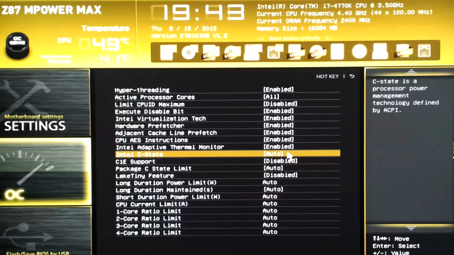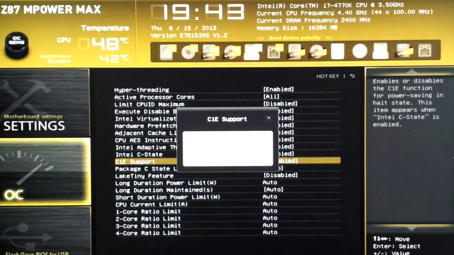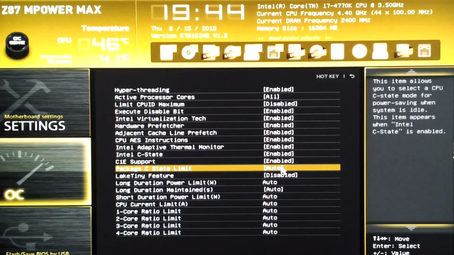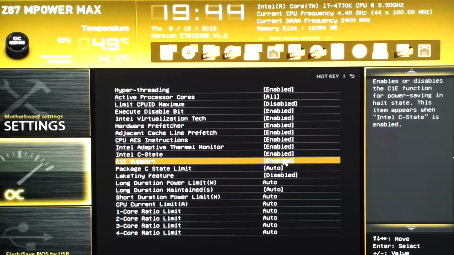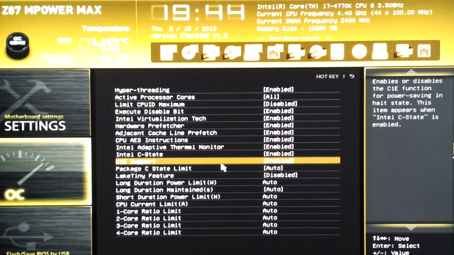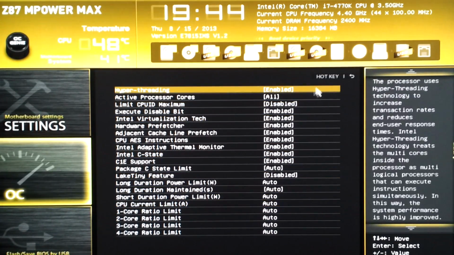So first thing we're going to change is our Intel C state. We're going to enable that. C1E support, we are also going to enable that. And we are going to make sure that the package C state limit is also set for auto. This is where you get all these C state options, but let the board dictate that. That is the best thing to do. You will find instability if you decide to mess around with that.